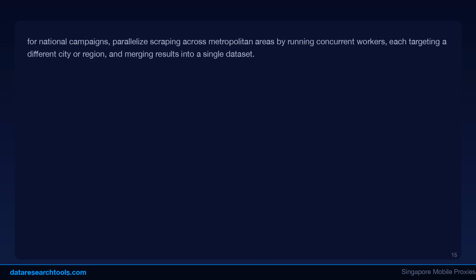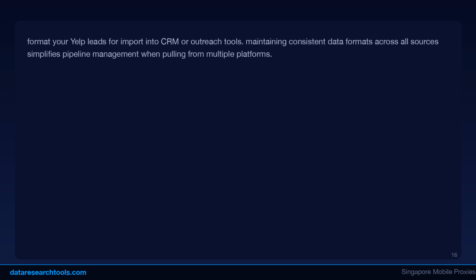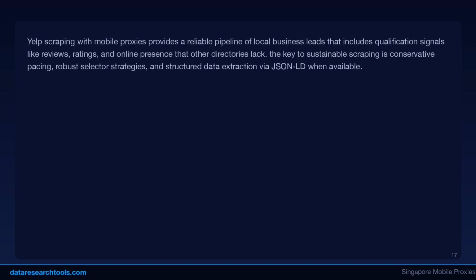For national campaigns, parallelize scraping across metropolitan areas by running concurrent workers, each targeting a different city or region, and merging results into a single dataset. Format your Yelp leads for import into CRM or outreach tools. Maintaining consistent data formats across all sources simplifies pipeline management when pulling from multiple platforms.